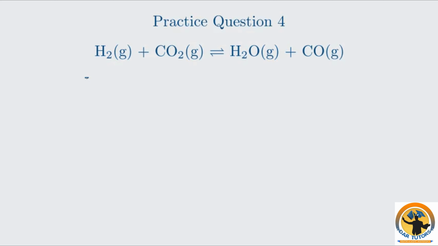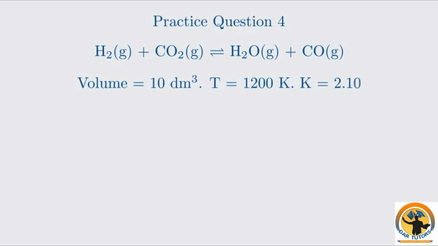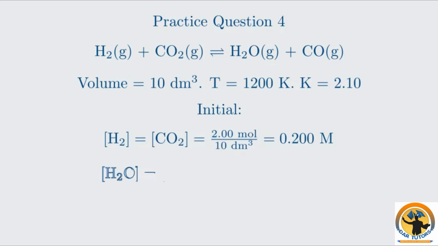We have hydrogen and carbon dioxide gas reacting to form water and carbon monoxide. The system is set up in a 10 dm3 vessel at 1200 Kelvin. We start with 2.0 mole of each reactant and 1.0 mole of each product.